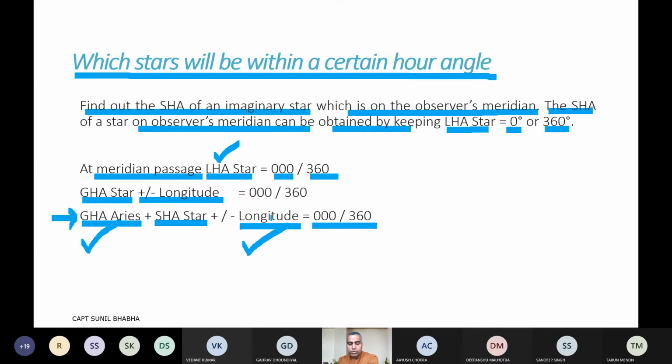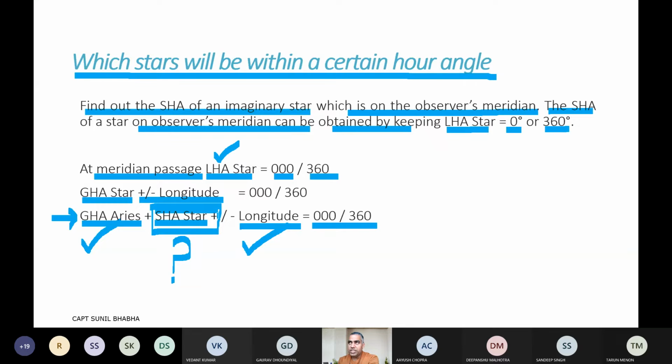So both these values, when you put in the equation and take it to the right side, you will immediately know what is the SHA of this particular star. This is the only unknown in the equation. So put the value of longitude, put the value of GHA Aries. Longitude is given to you in the question. GHA Aries can be easily obtained from the almanac against the date and time. And once you put these values, you will get the SHA of this star.